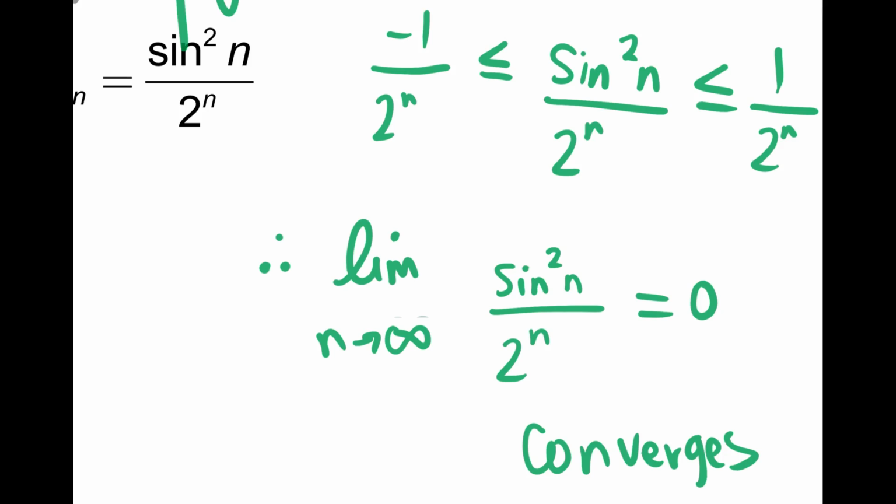What's the purpose of sandwiching it? Why would we ever want to do that? Because it's hard to take the limit of sine n over 2 to the n, since I don't know if it's going to converge or diverge. But here you can sandwich it between two things that are easy to tell the limit of. Since the one that's always above it goes to 0, and the one that's always below it goes to 0, the one in the middle has to go to 0 then.